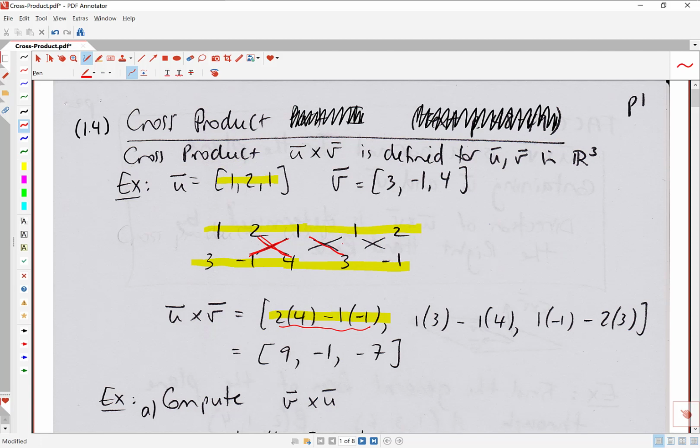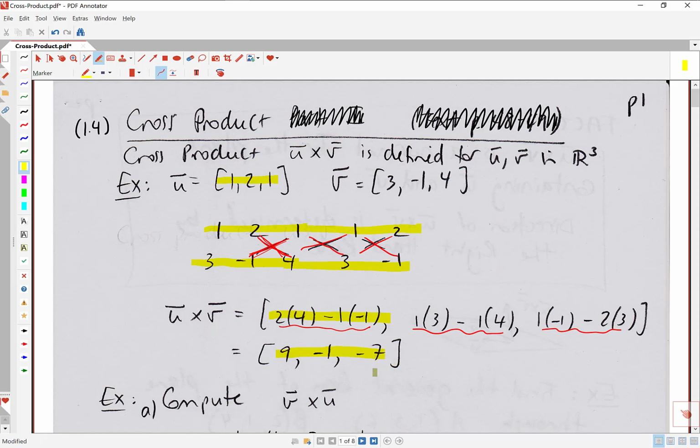So we're going to calculate forwards product minus backwards product. That's going to create this number here. And then forwards product minus backwards product, that's going to create this number here. So what we're saying is that the cross product of 2 vectors then is going to be a vector in R3. It's going to have 3 components, and each of these 3 components is coming from this process of taking the forwards product minus the backwards product. So for this particular example, u cross v, if we did all the algebra, it would look like 9, negative 1, negative 7.